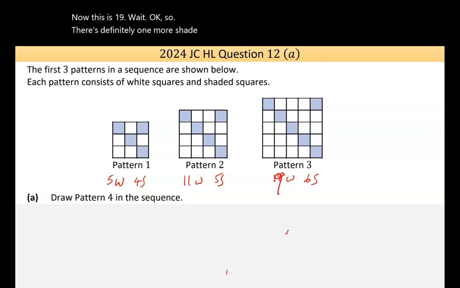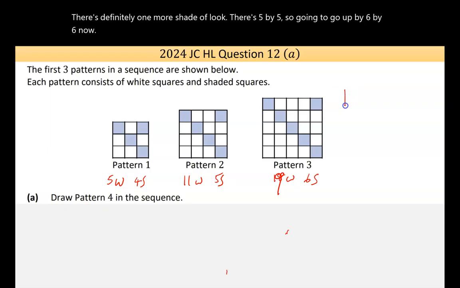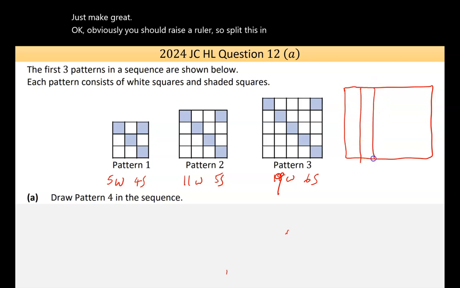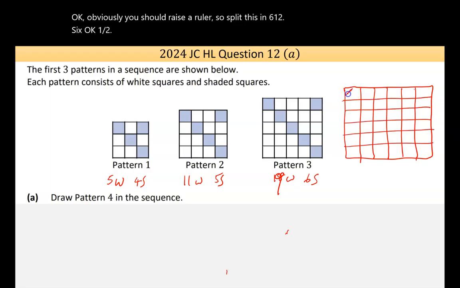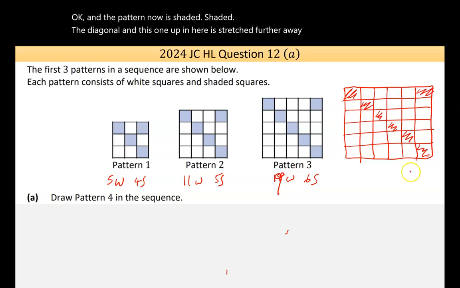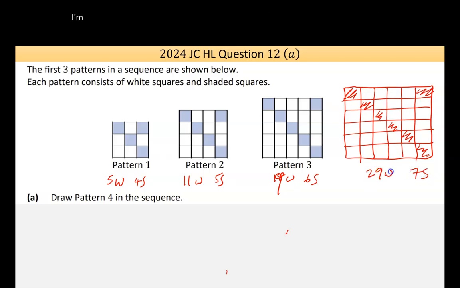So look, there's 5 by 5, so we're going to go up to 6 by 6. Now, just to make grade, obviously you should use a ruler. So we'll split this in 6: 1, 2, 3, and 6. The pattern now is shaded, shaded, the diagonal, and this one up in here is stretched further away. So there should be 7 shaded and a whole pile of white. But I'm not all that worried about it.